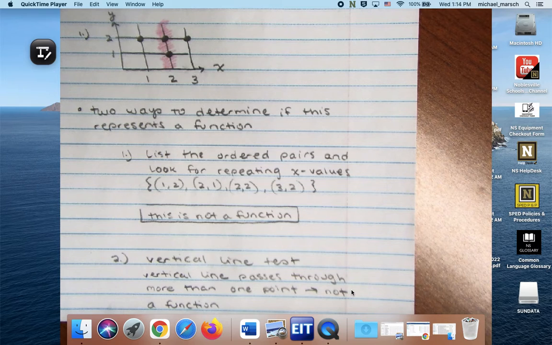Do you remember the vertical line test? We use it still. You still use it? It's magical. Okay, vertical line test.